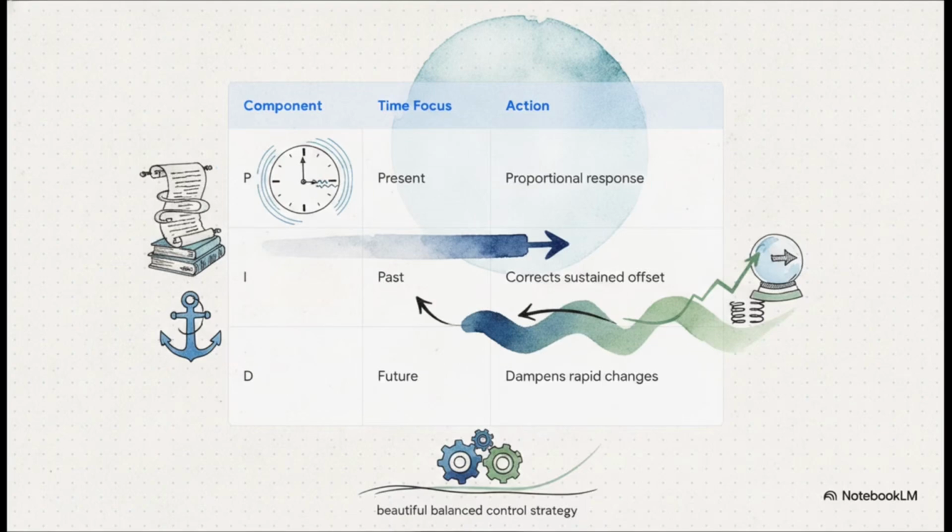Well, P acts on the present to give you an immediate proportional response. I acts on the past to correct any of that stubborn sustained offset. And D looks to the future to dampen rapid changes and prevent overshoot. When you put them all together, they create an absolutely beautifully balanced control strategy.